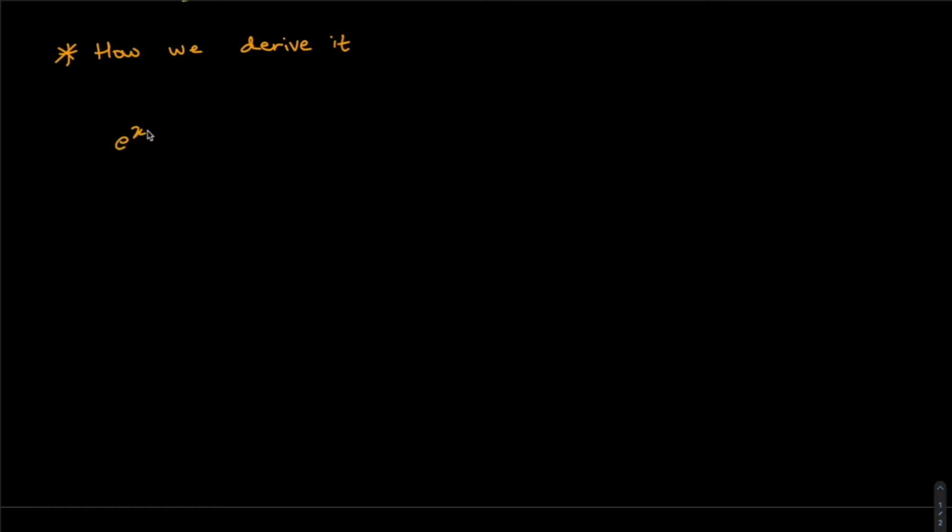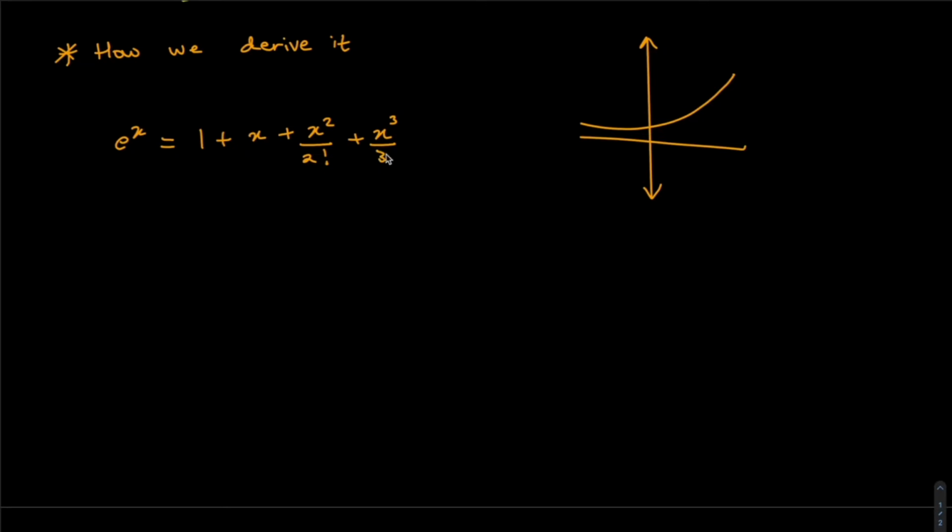Suppose we have the function e raised to the power x. Now we know e raised to the power x is an exponential function, right? We know it's something like this. Now if you want to represent it in another way, we can do it by Maclaurin series. So the series expansion for e raised to the power x is 1 plus x, plus x squared upon 2 factorial plus x cubed upon 3 factorial, and so on and so forth.